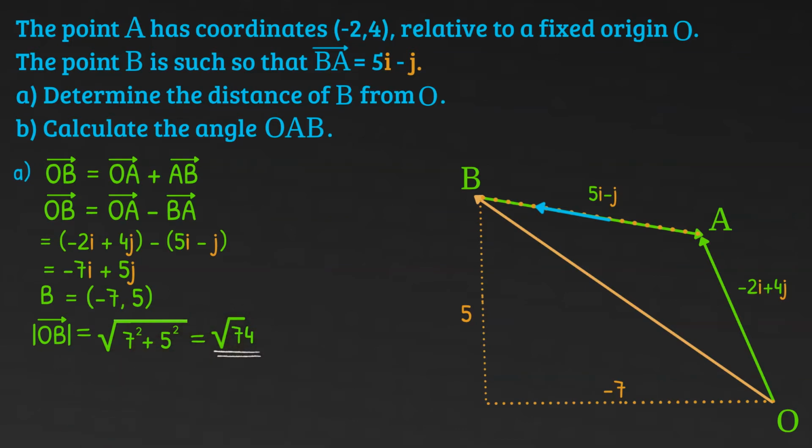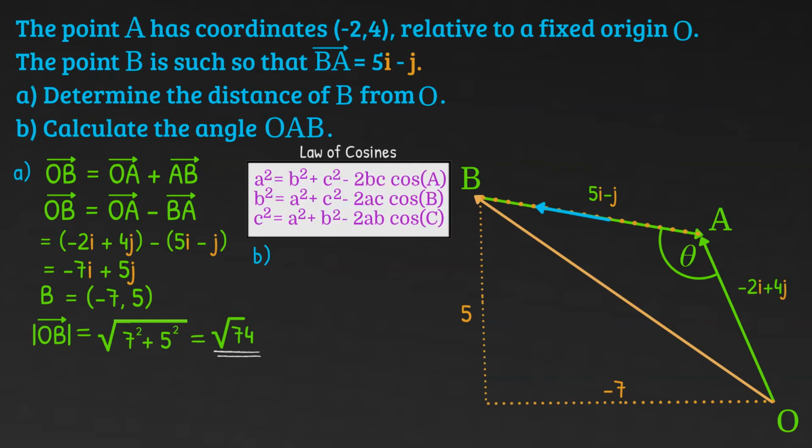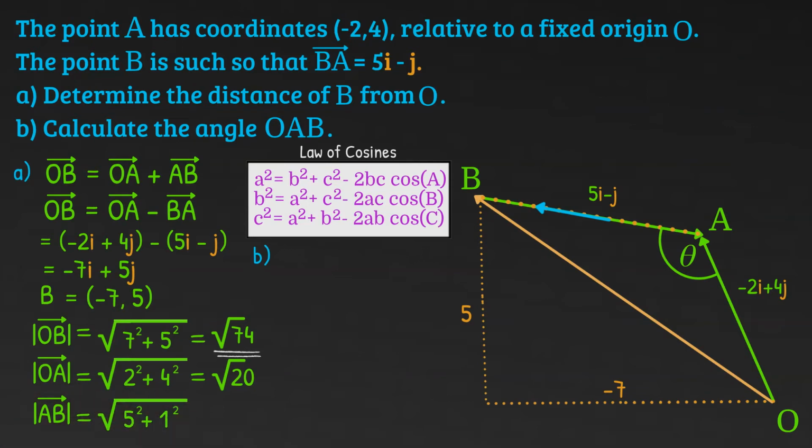So we have our answer for part A, and then for part B, we're asked to calculate the angle OAB. So if we call that theta, we are going to have to use the law of cosines to work it out. This means we need to calculate the other two lengths, OA and AB. So if we use the same method, the magnitude of OA is equal to the square root of 2 squared plus 4 squared, which is the square root of 20, and the magnitude of AB is equal to the square root of 5 squared plus 1 squared, which is equal to the square root of 26.